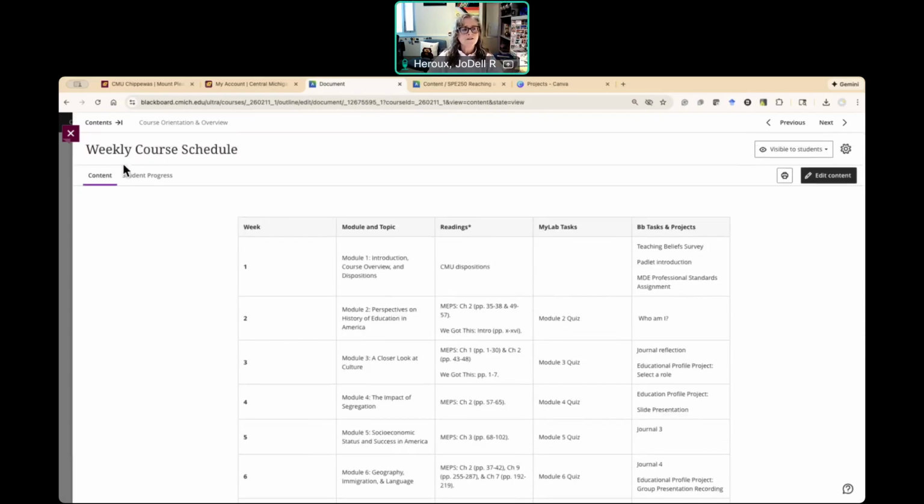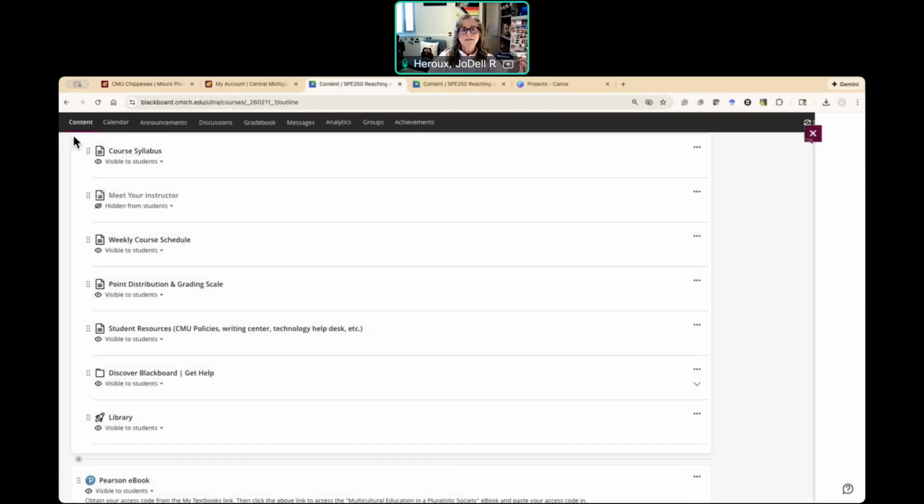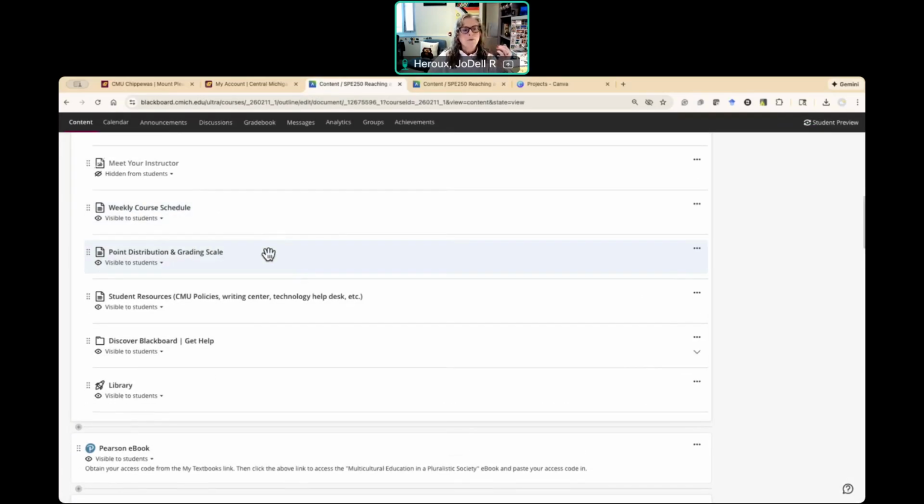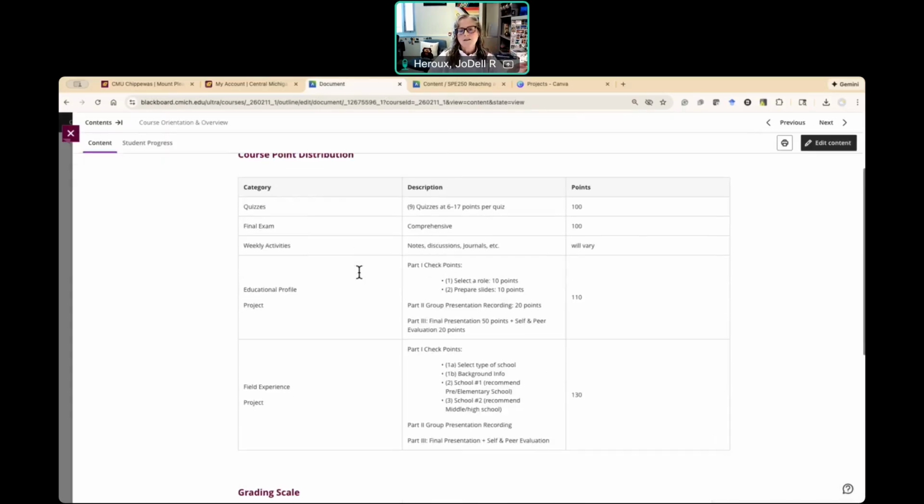So this is the weekly schedule, where you can actually print this page right from your computer so that you have it and you can tuck it in your planner, or you can just copy these things in your planner, whatever works for you, but it will help you stay organized. And then the point distribution and grading scale you can take a look at.